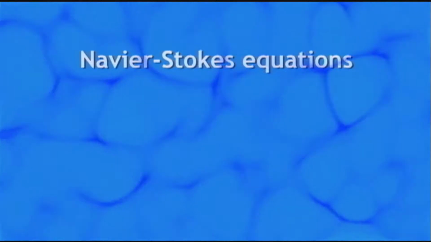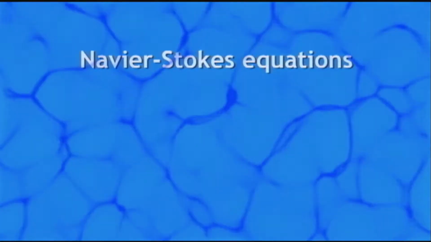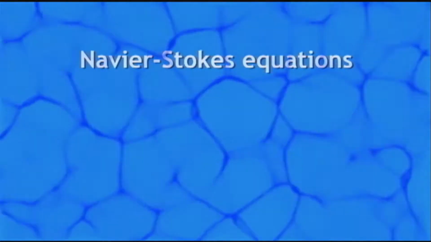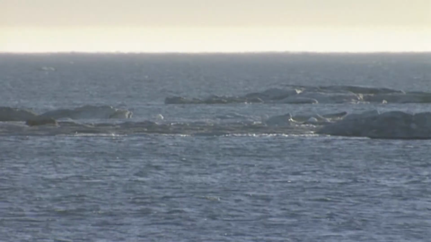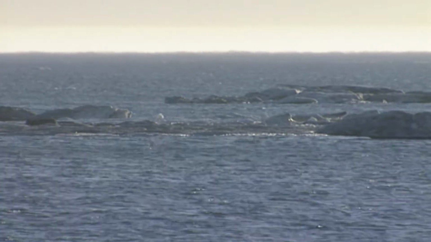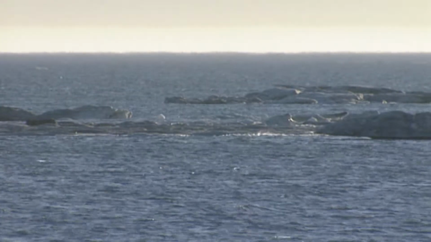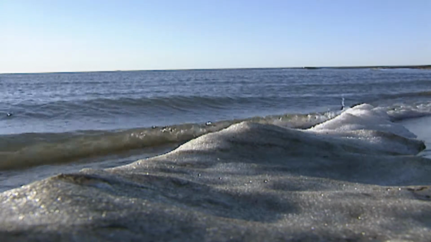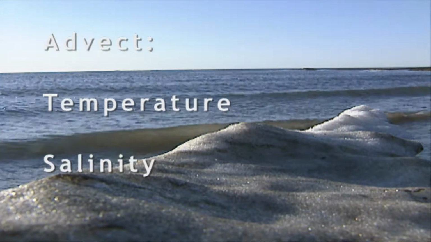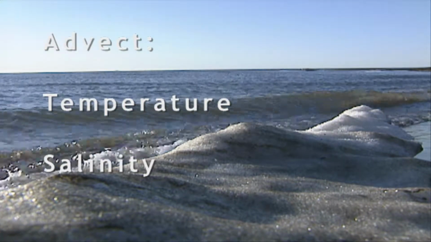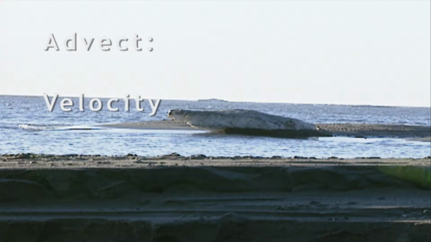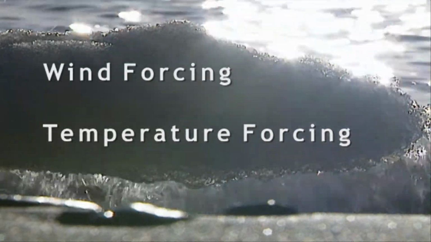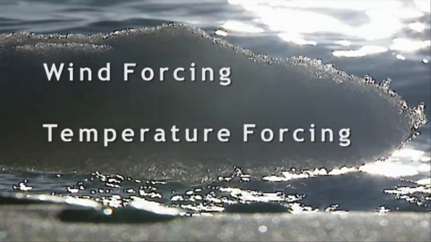We know that the water fluid motion is described by the Navier-Stokes equations. And those equations have terms such as viscosity, and we call it advection, which is how you carry particle properties along as the water moves. And so you advect things like temperature and salinity and the motion itself. The velocity momentum itself is advected. And there's wind forcing and temperature forcing.